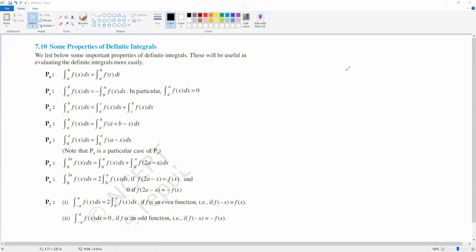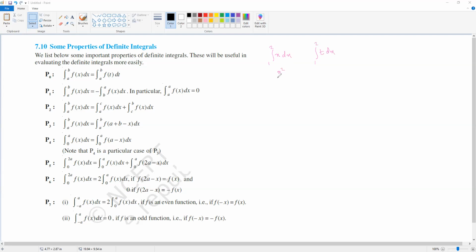This is the most important topic of definite integral: properties of definite integral. Here some 8 properties are defined. First property: integral a to b f of x dx is the same as integral a to b f of t dt. That means you can change the variable. For example, integral 1 to 2 x dx or integral 1 to 2 t dt. Only the variable is changed.